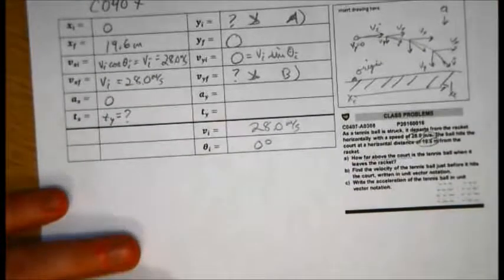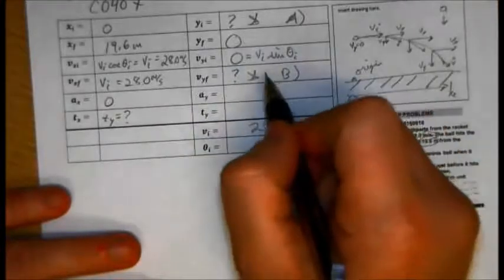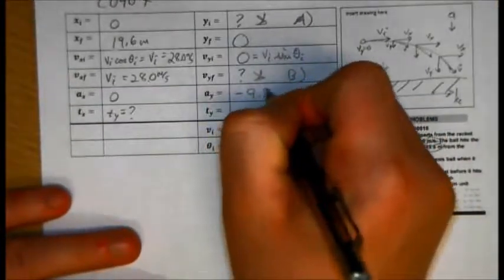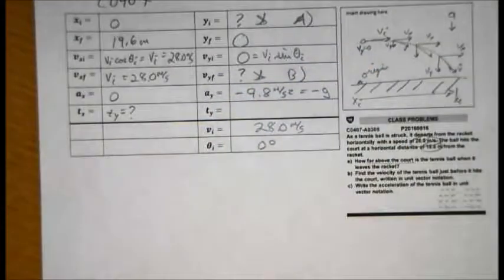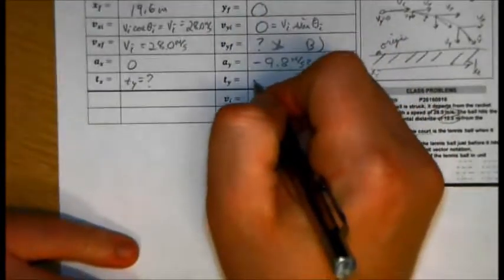Part B isn't asking us just what the final velocity is in the vertical dimension, in the y dimension, but we're going to need both of these components in order to find the final velocity. And the acceleration, well, that is negative 9.8 meters per second squared. The acceleration of gravity, or negative g. We don't know what the time is, but we know the time in the y dimension is the same as the time in the x dimension.